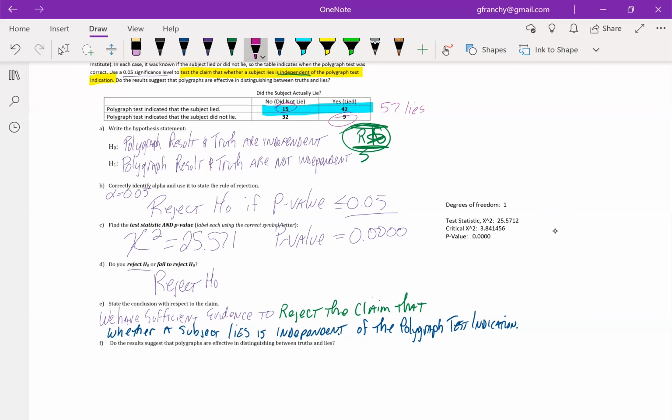So it's kind of a mixed answer here. Yes, they are. And I think it's fair to say pretty good, but not good enough for court.